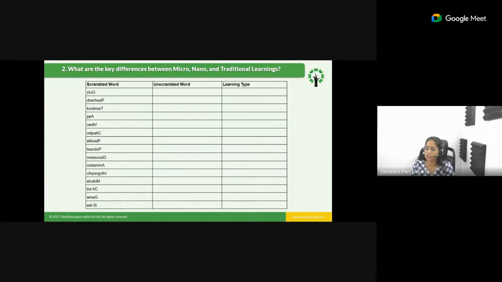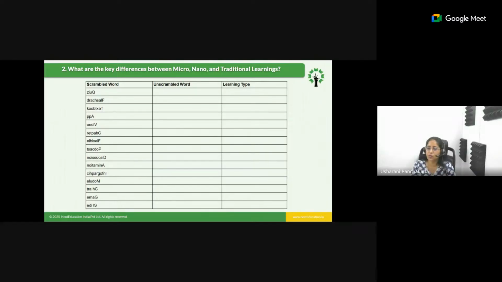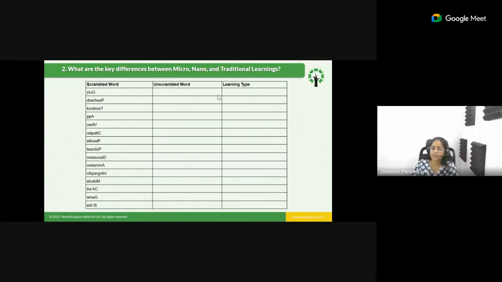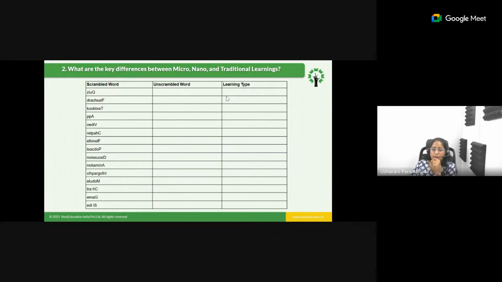Yes, the first one is quiz. Sanu, right? Quiz. So what is the learning type of that? Second one is flashcard. Yes. So what is the answer for this? Let us finish off this way. So this is quiz. Do you agree? Micro learning. It's a micro learning technique.